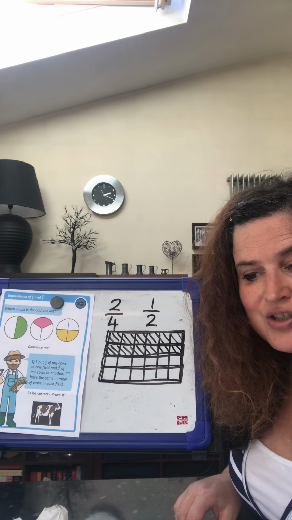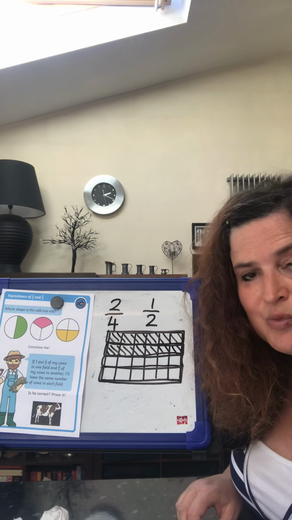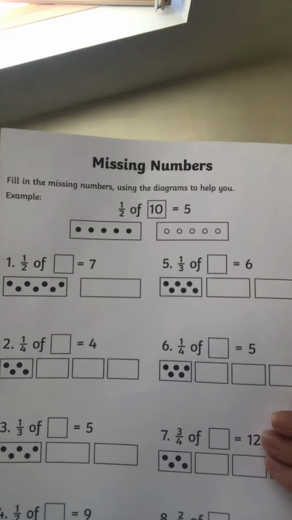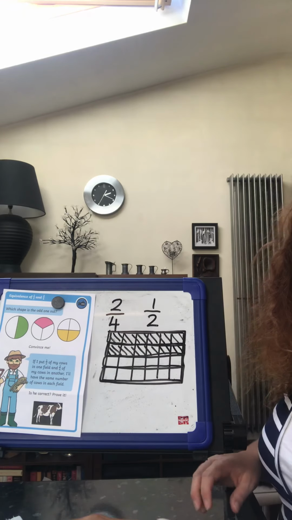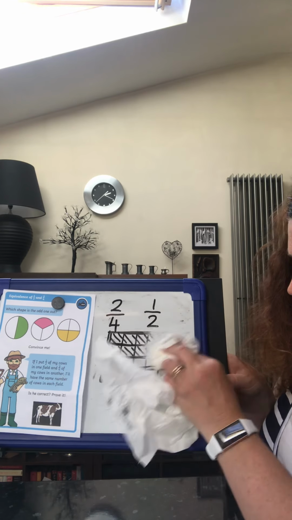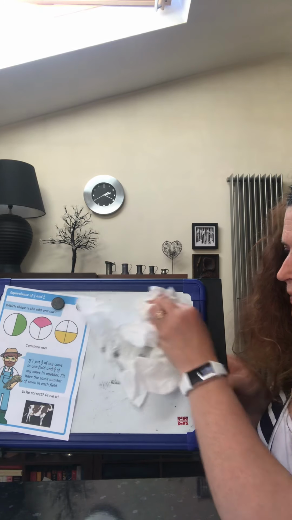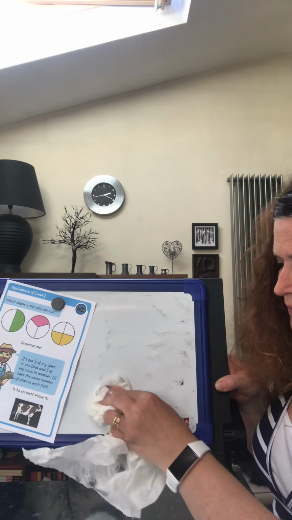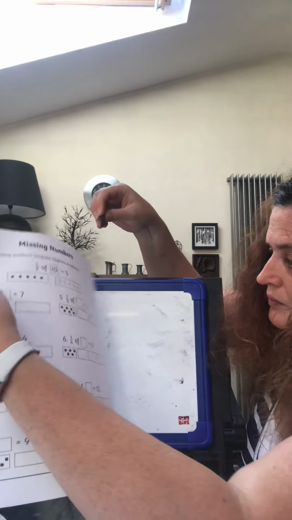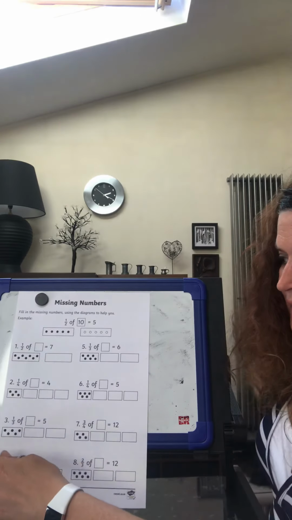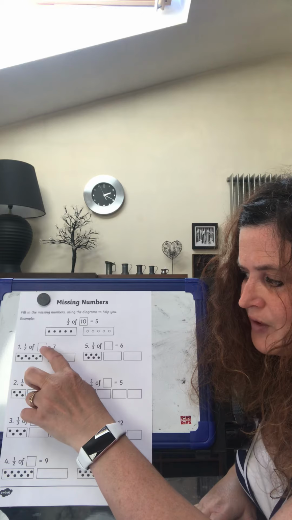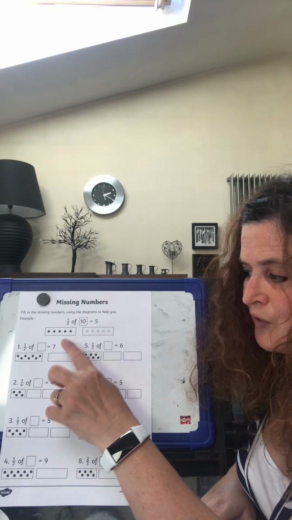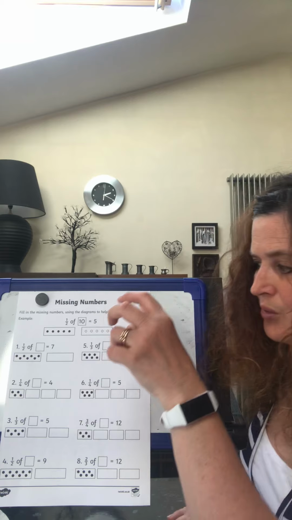If you want a real challenge today, then you could move on to the missing numbers sheet. Now this activity is taking you a little bit further with your learning. Now this time the sheet says a half of something equals 7. A half of something equals 7.